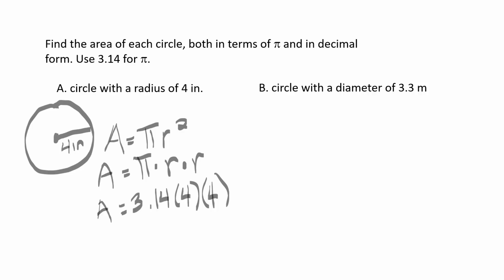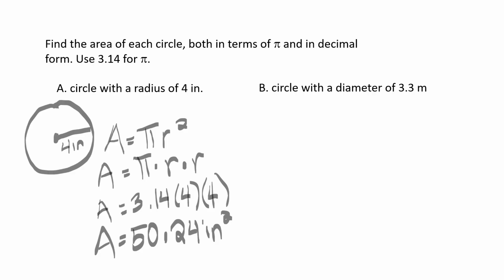So then we're just going to multiply this out, and we have 3.14 times 4 times 4 gives us 50.24, and our units are inches, so that would be square inches. So that means we could fit 50 little squares on top of there, and then 0.24 of a square.